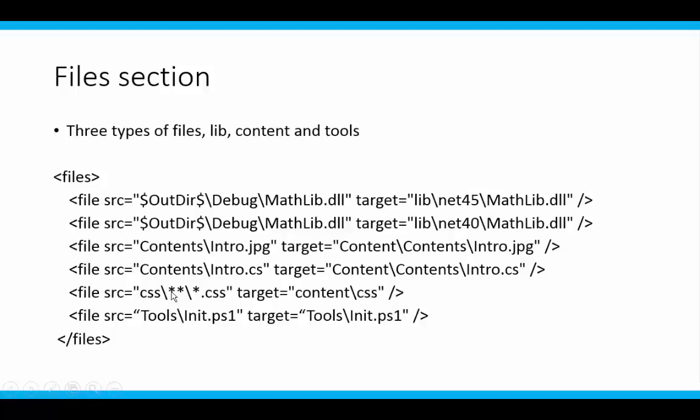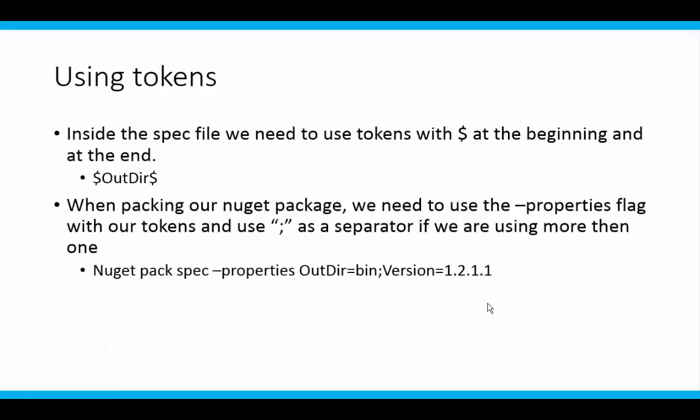Another example would be CSS, where I would want to get anything called star.css in any subfolder of the CSS root folder, and then just send them all to the CSS directory inside of the application that will actually consume this package. NuGet supports using tokens with the $ sign at the front and at the end of your variable. So an example here is outdir.